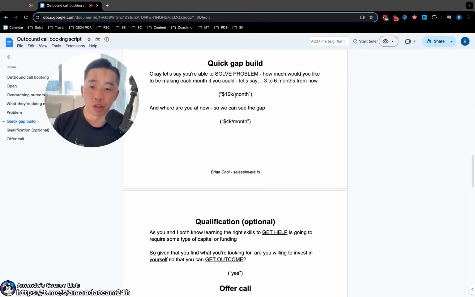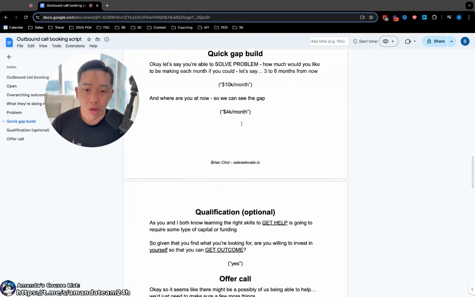In a fitness offer, you can be like, okay, so let's say you're able to get a more consistent diet in place. Where's your ideal weight to be at if you could? I want to be at 120 pounds. Where are you right now, just so we can see the gap? 160 pounds. Again, how much weight are you losing each week right now? I'm losing this much. You can also go into that. Okay.